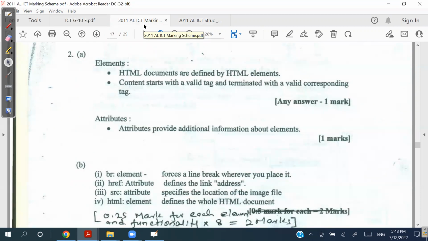So you better check whether you got the points correctly, right? And attributes provide additional information about elements, or you can say attributes further describe an element, likewise. So 1 mark for that as well. So for part A, it's 2 marks.